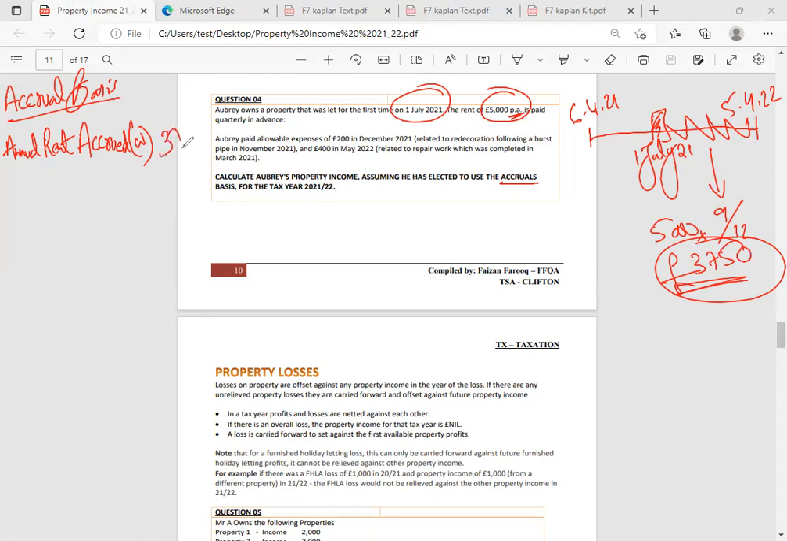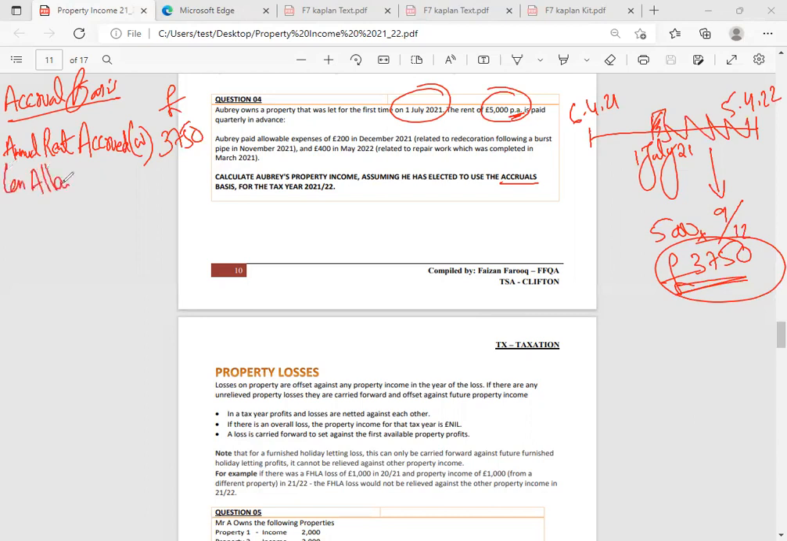If the examiner states to use accrual basis of accounting, then only we have to use this months format. We have to consider the months. If this were cash basis, we would take the total of 5,000, as this 5,000 was received during the tax year. We are not going to prorate it. But in accrual, we have to prorate it.